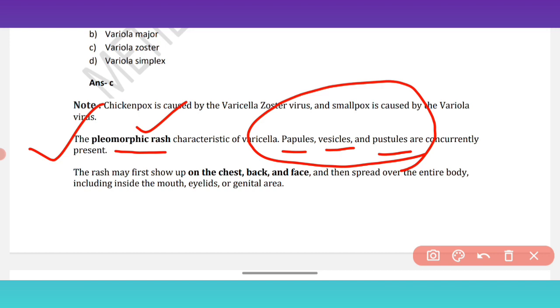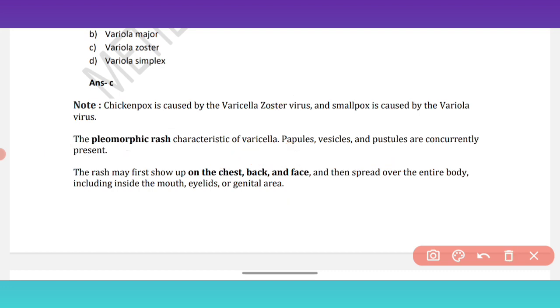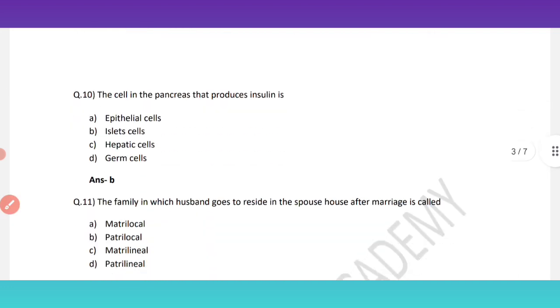This pleomorphic rash you first see on the chest, back and face of the chickenpox patient. First you see it in the trunk, followed by spread to other parts like the mouth, eyelids, genital area. So this is also an important question: the pleomorphic rash for the chickenpox patient first appears in which part of the body? And the right answer is the trunk, especially the chest. After that the back, and then it goes to the face.